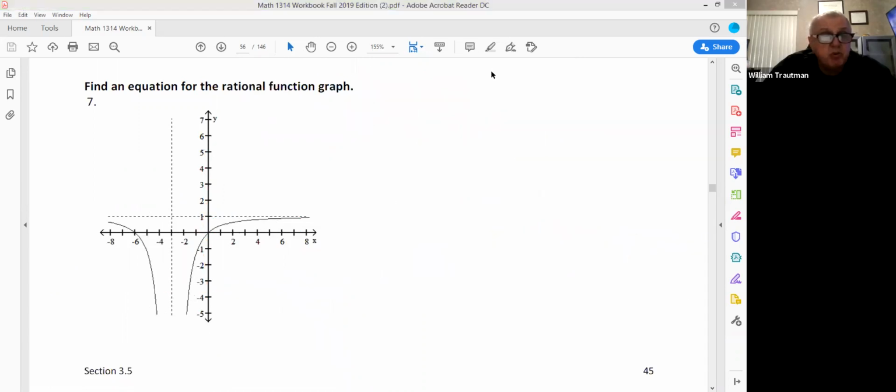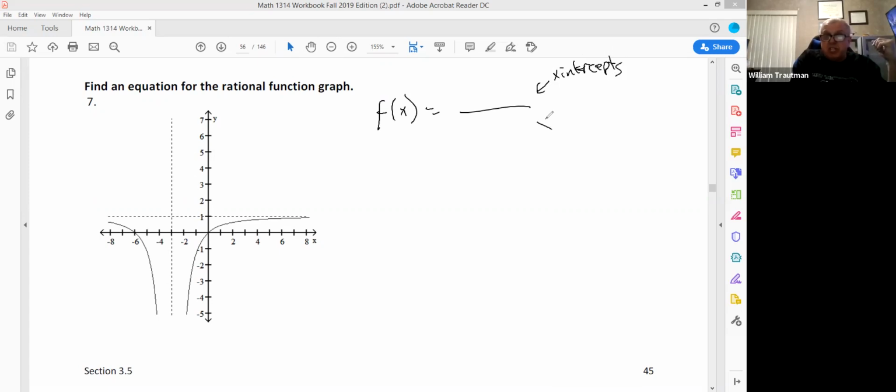So just like the previous problem, we want to write the rational function. Not the previous one, a couple before that. Here's our function. And don't forget the top is the x-intercepts. Last time they gave it to us. This time we have to do the graph. Vertical asymptotes, the bottom.